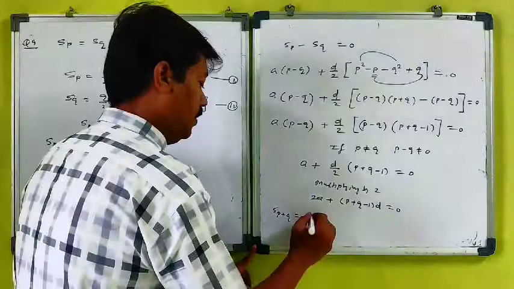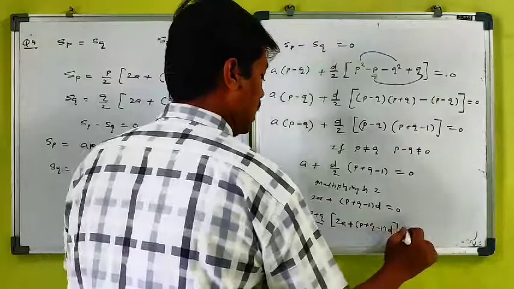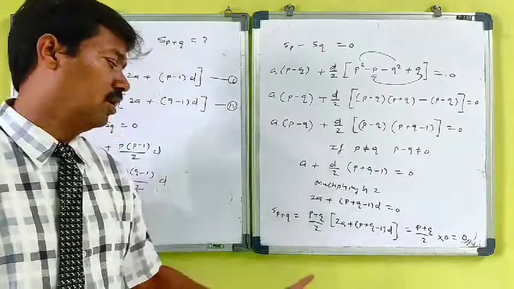p plus q upon 2, bracket 2a plus p plus q minus 1 into e. Now this value from here is 0. So that is p plus q upon 2 into 0. So final answer will be what? 0 here. So, this is the formula for s of p plus q. S of n is n by 2, 2a plus n minus 1 d.